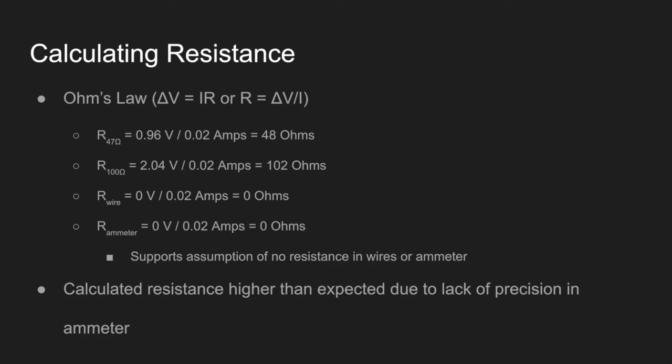Let's calculate the resistance of the circuit's components and compare them with the real values. Once again, using Ohm's law, we can find resistance by dividing voltage by current. The 47 ohm resistor was calculated to have 48 ohms of resistance, and the 100 ohm resistor 102 ohms of resistance. All other components have no resistance, as they have a net zero potential difference. The calculated resistance is higher than expected due to the lack of precision in the ammeter, as discussed earlier.